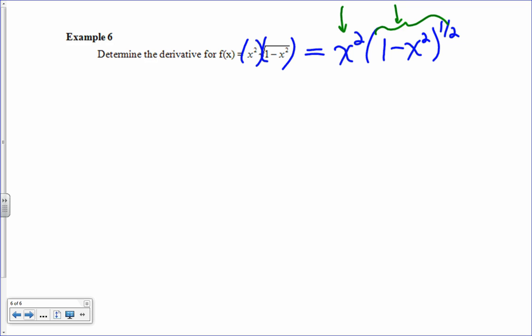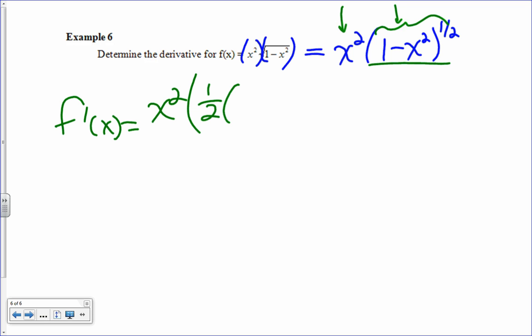Write down the first one, which is x squared, times the derivative of the second one. This is product rule. But you notice to take the derivative of the second part, I need to use chain rule. Okay? So to take the derivative of just this is 1/2, 1 minus x squared to the negative 1/2 times a negative 2x.